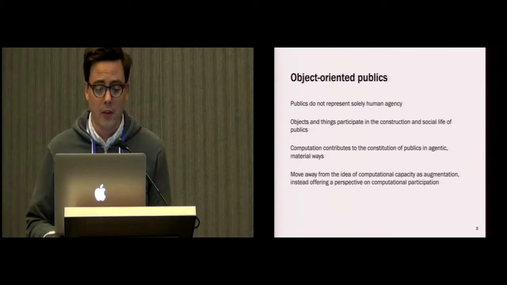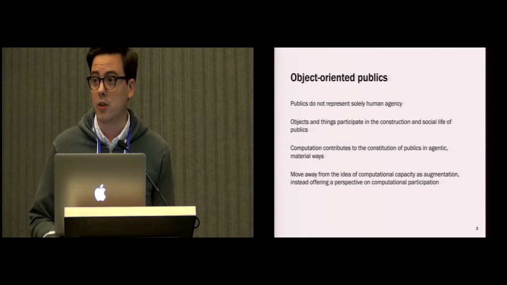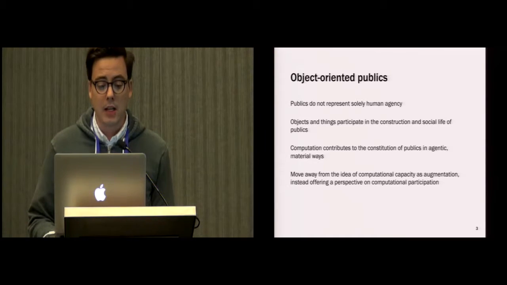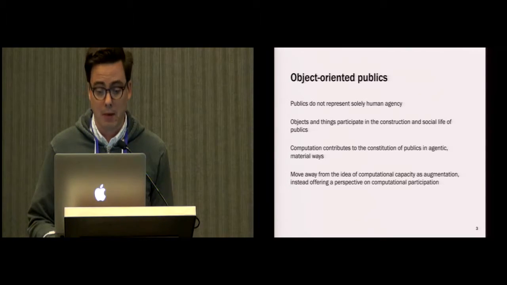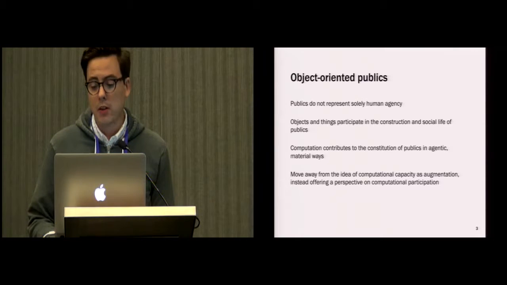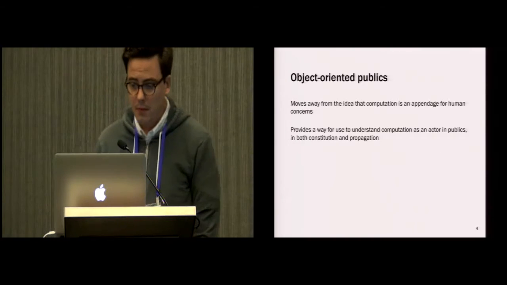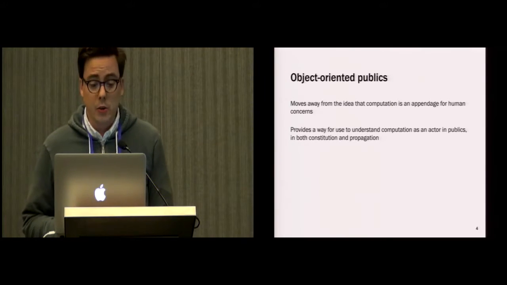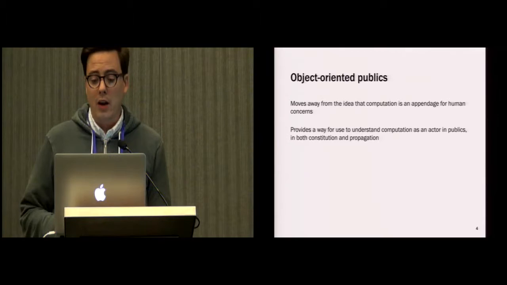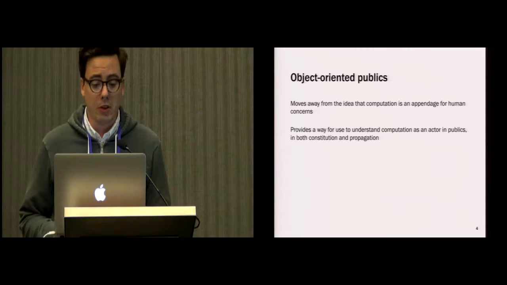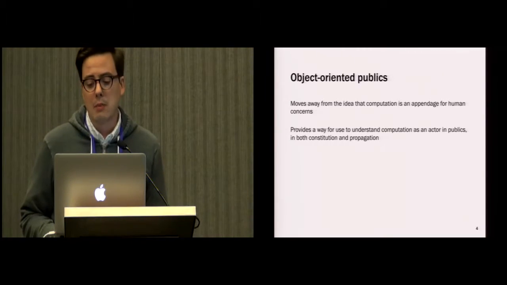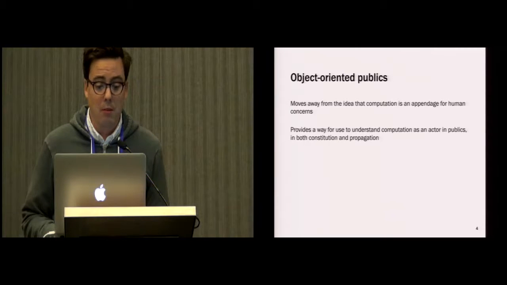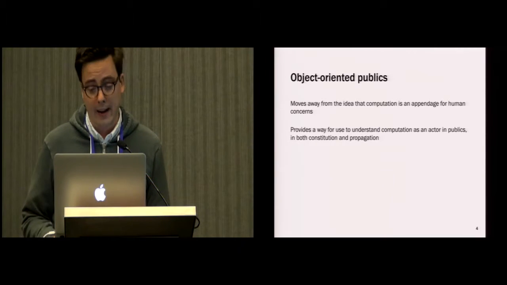In the paper, we build a theoretical case for how computation takes part in the construction of publics. We claim that a public is not just the expression of human desires, fears, and values with regards to an issue. Computation is an actor in these publics and is active in shaping the public. As such, the public also includes the capacities of objects and systems that attend to relevant issues. This perspective offers us two key benefits. First, it lets us move away from the idea that computation is just an appendage to human concerns. Second, it allows us to examine computation as an actor in publics in both how the publics are constituted as well as how they're propagated.